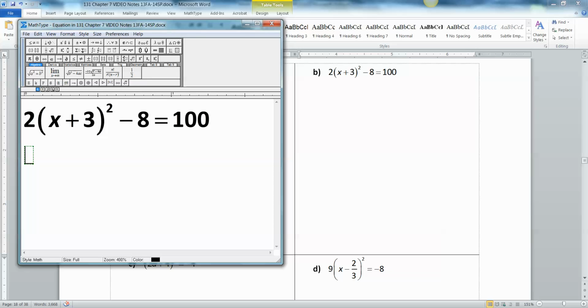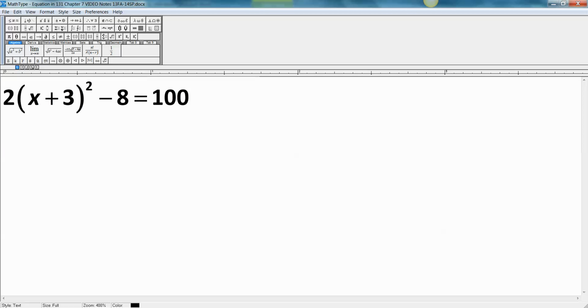Our first job is going to be to add 8 to both sides, right? You're trying to isolate the square part. So I want that squared thing by itself. So I'm going to add 8 to both sides. That'll get me 2 times (x plus 3) squared equals 108.